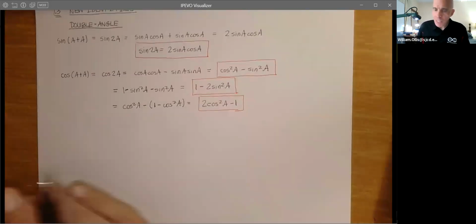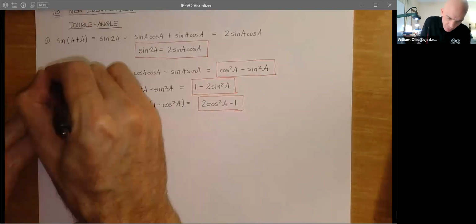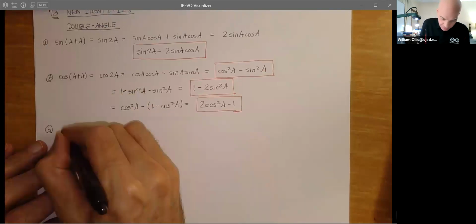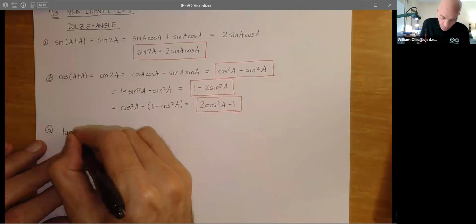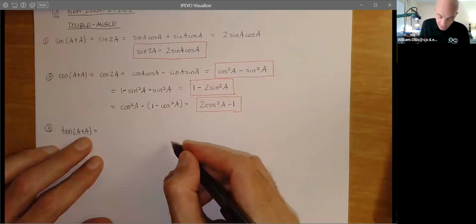Now, what about tangent? So we'll just call this 1, 2, and 3. So let's do tangent. What if we replace A or B with A, we get tangent of the double angle.